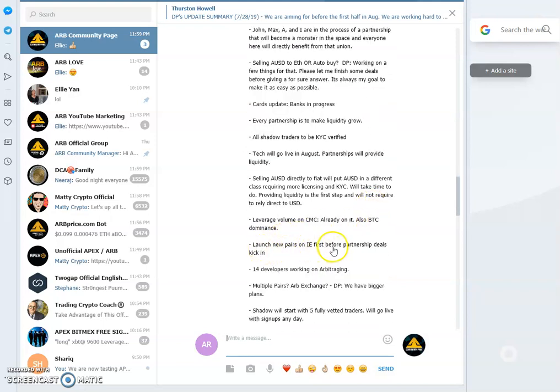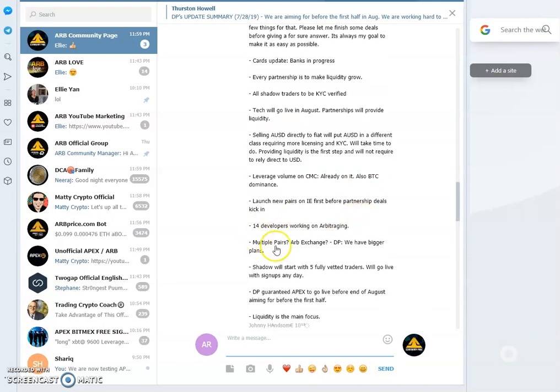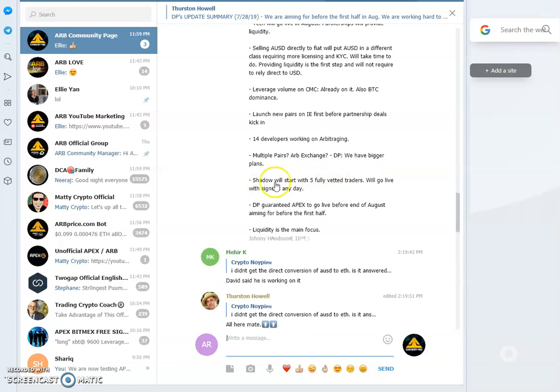Launch new pairs on the internal exchange first before partnership deals kick in. 14 developers working on arbitraging, multiple pairs, ARB exchange, we have bigger plans. Shadow will start with 5 fully vetted traders. We go live with sign up any day. DP guaranteed, David Peterson guaranteed Apex to go live before the end of August, aiming for the first half. Liquidity is the main focus.